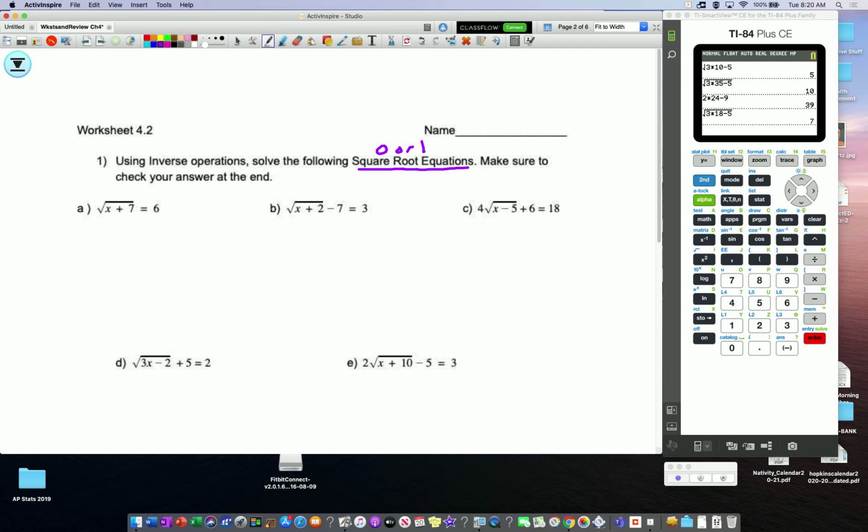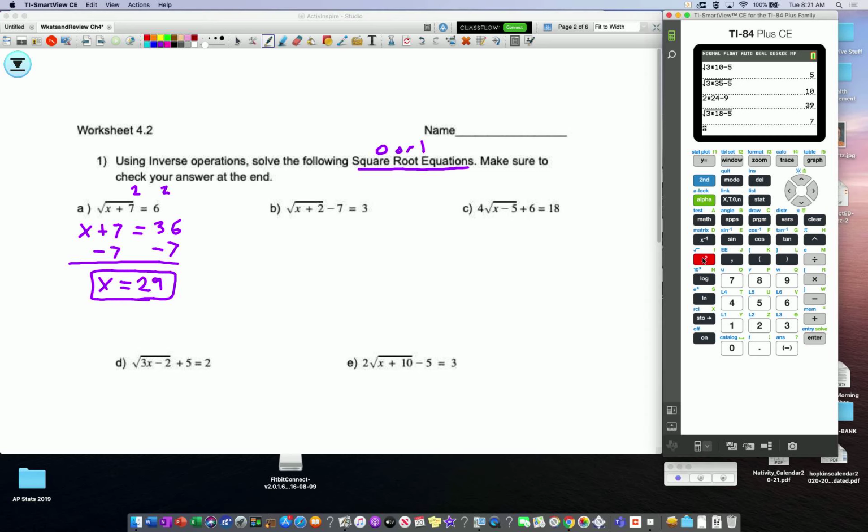So on the first one, the nice thing is the square root's all by itself. So to undo square roots, the inverse operation is to square. So I have x plus 7 equals 36. So then, all I have to do is get rid of the plus 7. So I subtract 7 from both sides. X equals 29. So I can do a quick check and say, all right, what's the square root of 29 plus 7? Does that equal 6? It does. I know my answer is right. Just like that, one down.